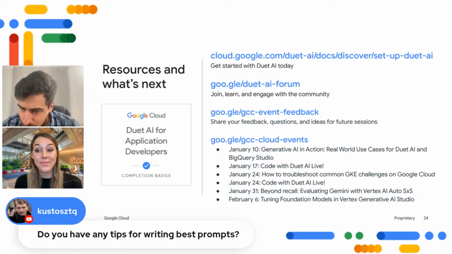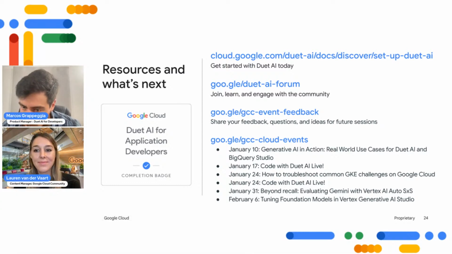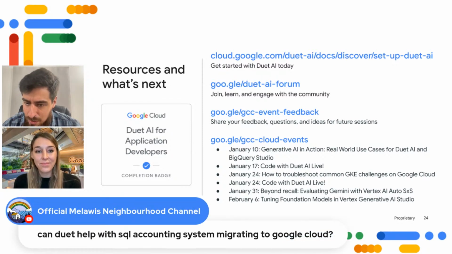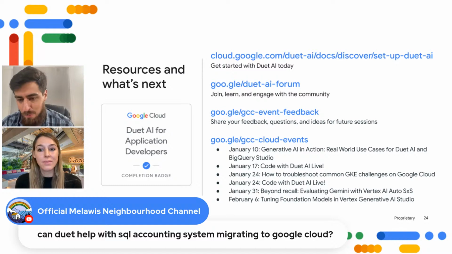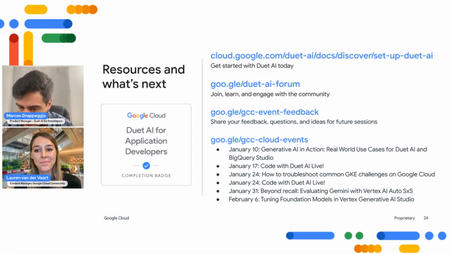Next question here is from Official Milawi's Neighborhood channel. Can Duet help with SQL accounting system migration to Google Cloud? I think I need more detail to be able to address this question. If, let's say, this is an application written in Python or Java, we may help with that. But I think it depends on the system.